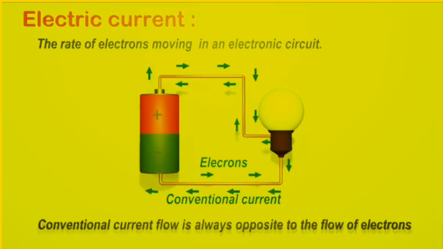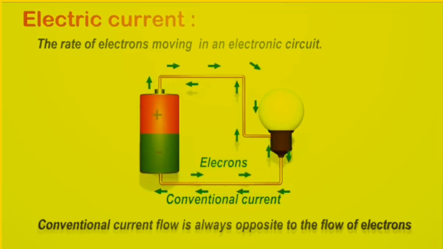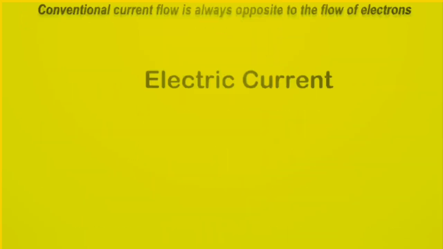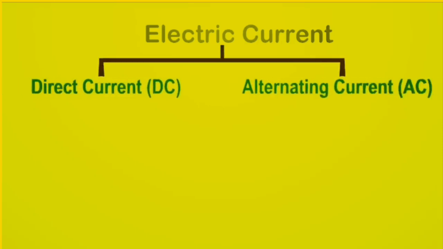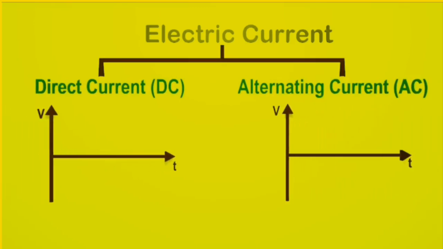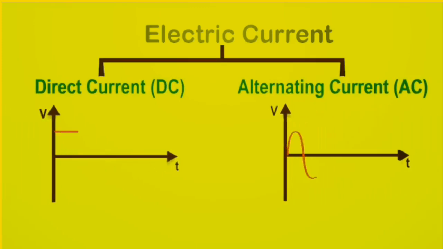In fact, it makes no difference which way current is flowing as long as it is used consistently. The direction of current flow does not affect what the current does. Throughout this video we use the term current for the conventional current. There are two forms of electric current: alternating current, AC, and direct current, DC. One is not better than the other as both are necessary. Here we will explain each of them and how to convert direct current into alternating current.